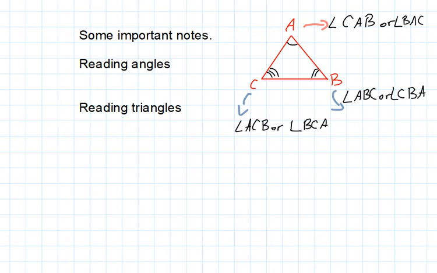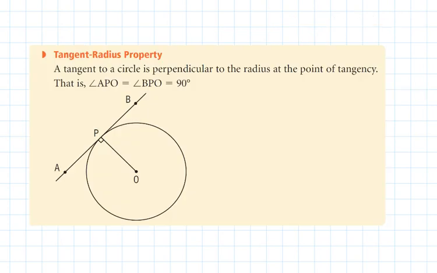Triangles, you usually have the symbol of a triangle, and this would be triangle ABC, or of course you can say triangle BAC or triangle CAB. Doesn't matter what the order is, as long as you go clockwise or counterclockwise, it doesn't really matter. That's how we name triangles. So the other thing we're going to be looking at is the tangent radius property.